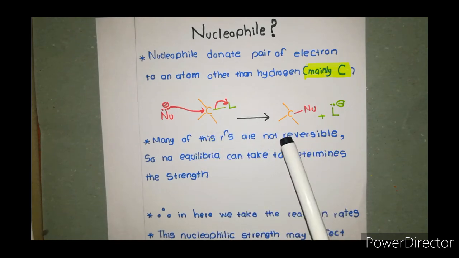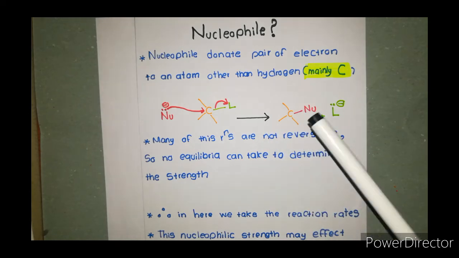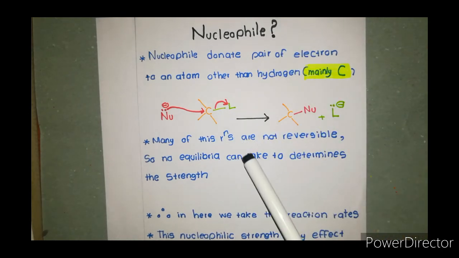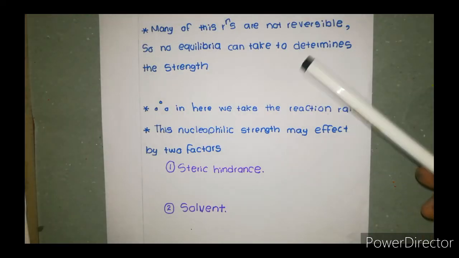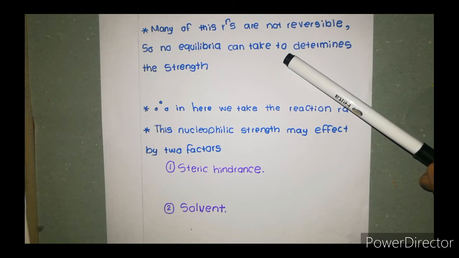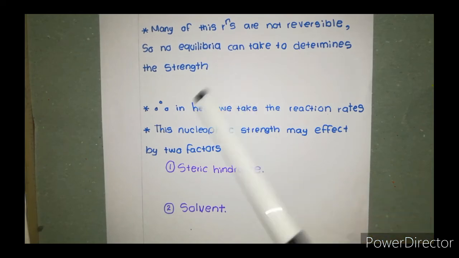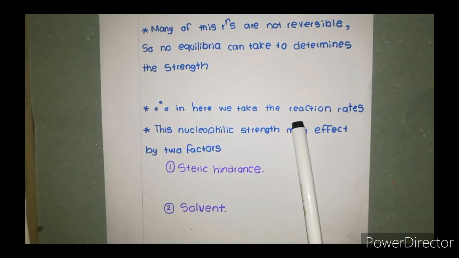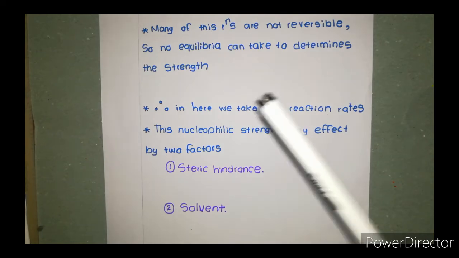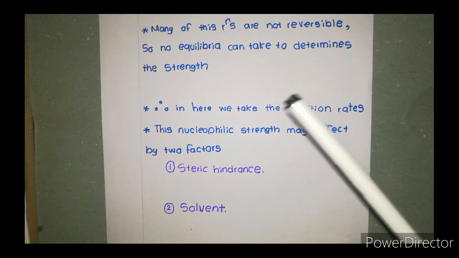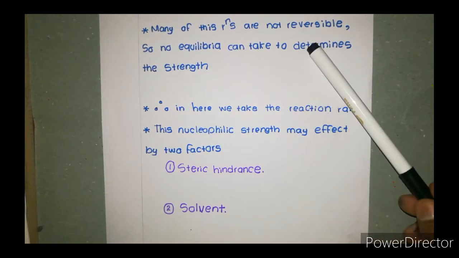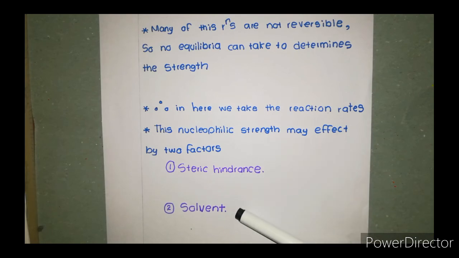Therefore, when a nucleophile is involved in a reaction, it is not like the base. In the base we observe a reversible reaction, that means equilibria is observed, but when a nucleophile participates, there is no equilibria. Since there is no equilibria in this type of reaction, to determine the strength of the nucleophile we have to obtain the reaction rates. Therefore, we have to use kinetics to find the strongest nucleophile. And other than that, there are two main factors responsible for the strength of a nucleophile: the steric hindrance and the solvent that we use.